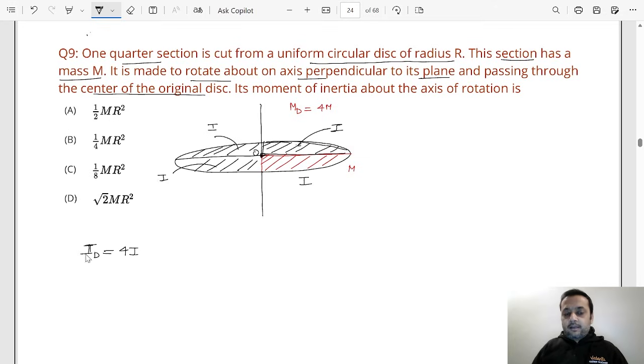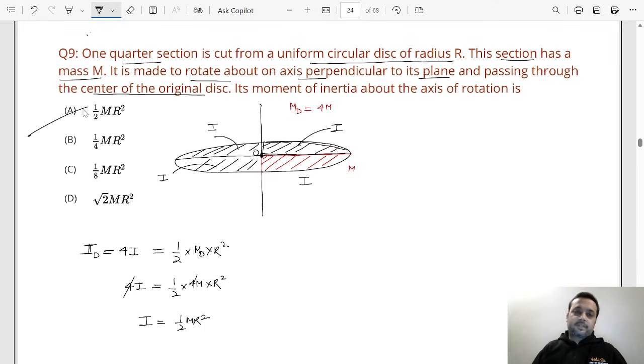And you know that for an entire disk, the moment of inertia about the axis of the disk is half into mass of disk into radius of disk square. Now mass of disk was 4m, if you remember. So that means 4I is how much? Half into 4m into r square. That means the moment of inertia of the quarter will be half mr square. So that means option A will be the correct one.